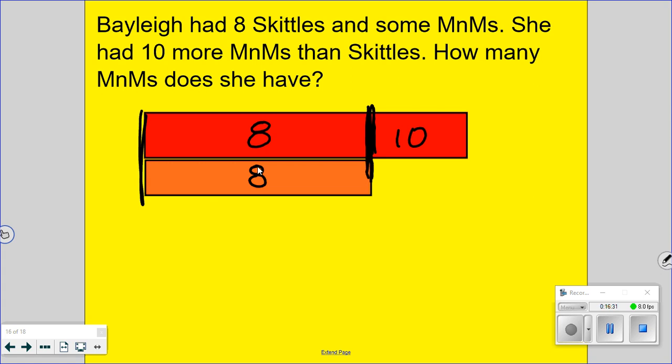Let's go back to that question. How many M&Ms does she have? We've got a full M&M bar. How many M&Ms does she have? Brogan? 18. She has 18. All Brogan did was what? What did you do, Brogan? I added the two together. But added the two what?